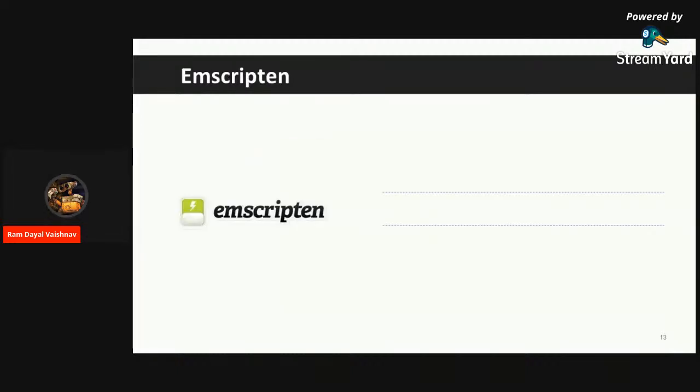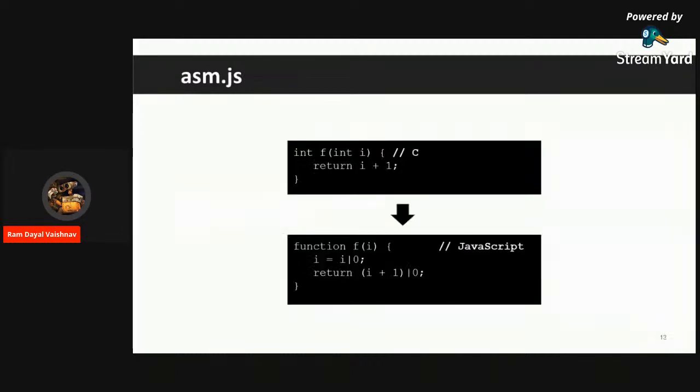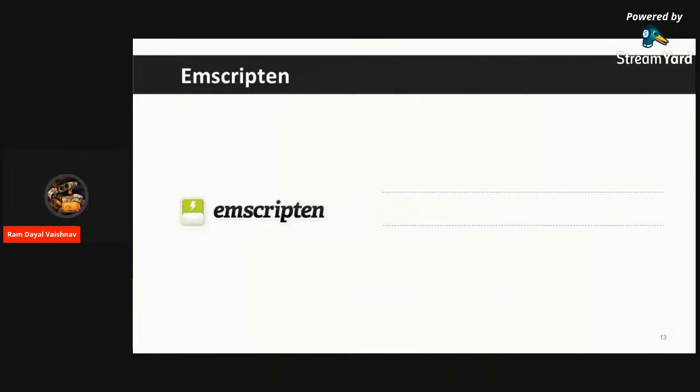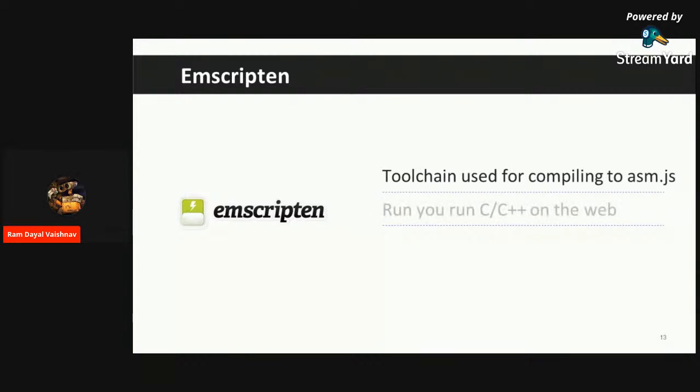That's what it is. I'll tell you more about it. First, let's learn about what Emscripten is, with the help of which asm.js was actually created. Emscripten is a toolchain used for compiling to asm.js. We can take any language like C, C++, and compile it to asm.js. This runs C, C++ code on the web, and it runs as a backend to something called LLVM.